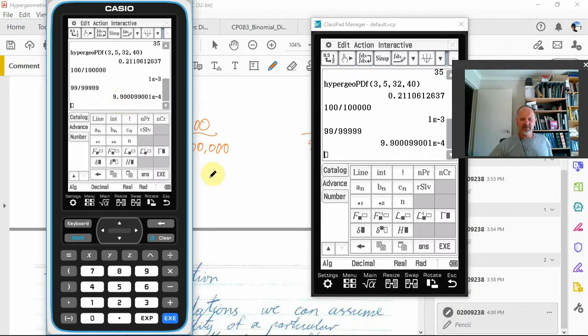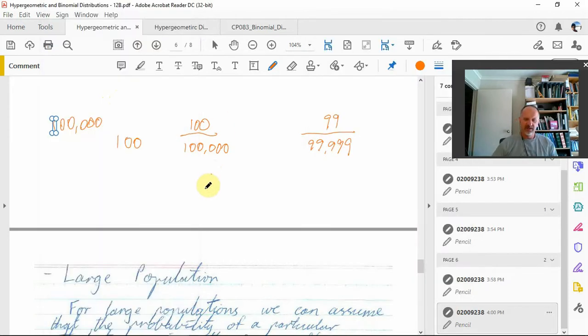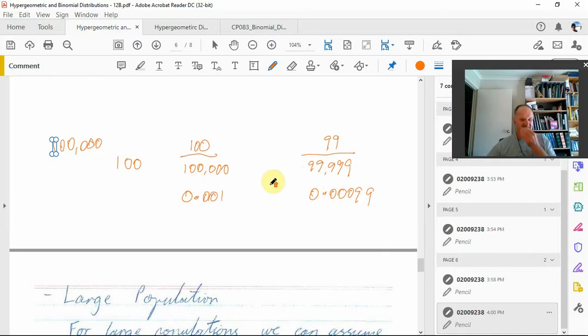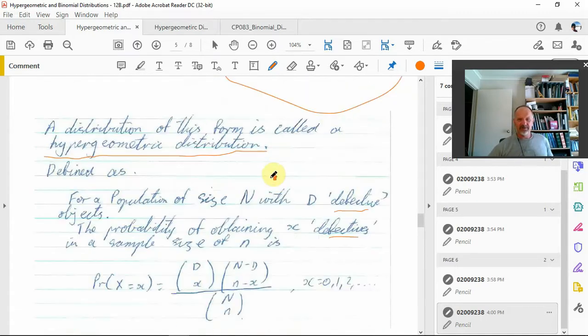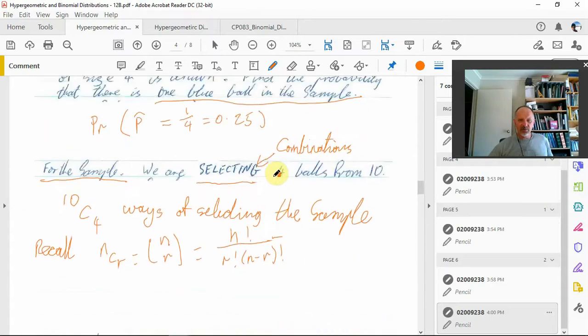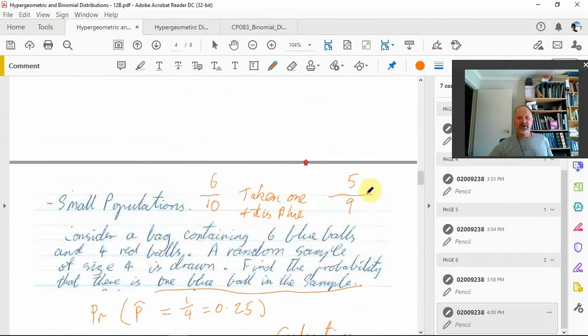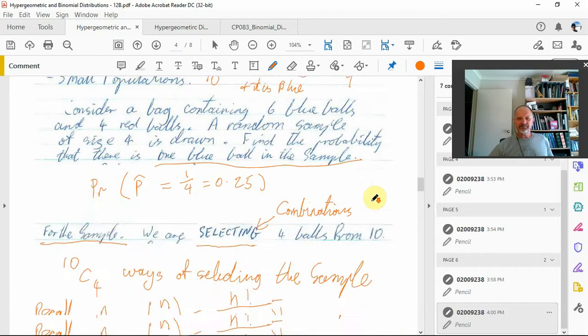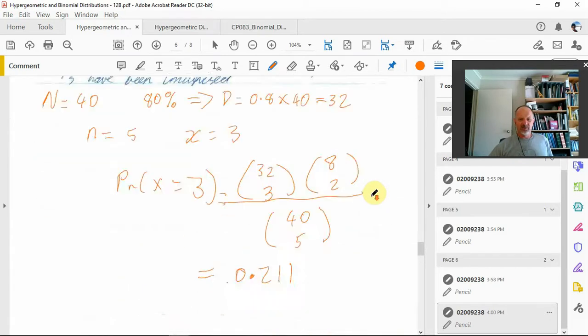So when I look at these ones over here, this was 0.001, and this is 0.00099. So you can see the difference between these numbers is not that great. Now we've got a larger population, whereas up here, all the way up here, when we did these ones, there was quite a significant difference.